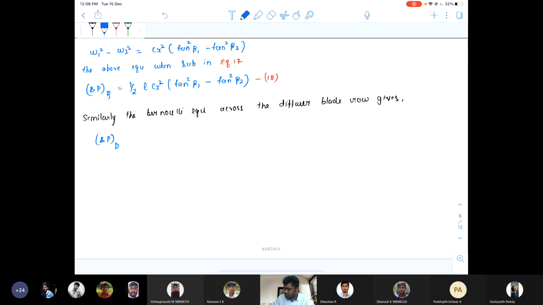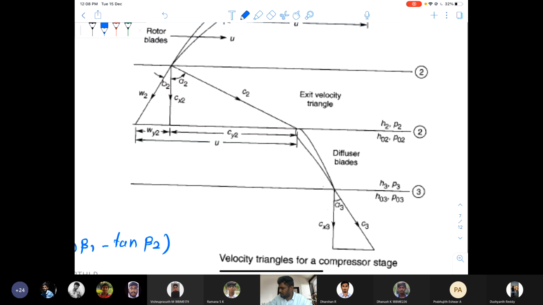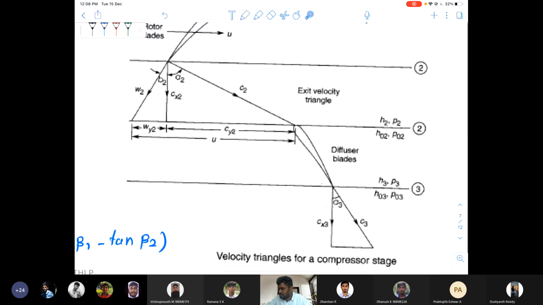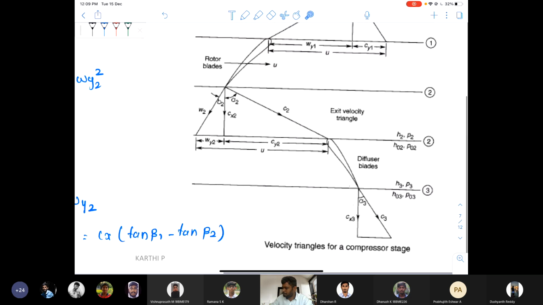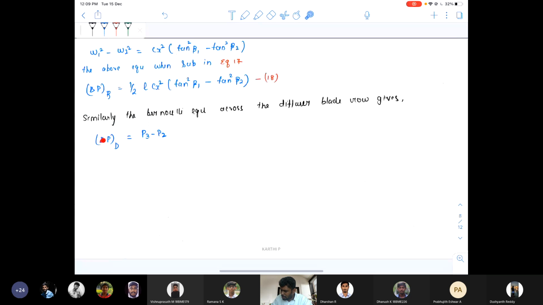P of D, where delta P is the static pressure rise and D denotes the diffuser, will be equal to P3 minus P2. This is stage 3 and this is stage 2. The difference in the pressure at stage 3 and stage 2 will give the static pressure rise in the diffuser blade. Therefore, delta P of D will be equal to P3 minus P2. And again, this equation can be written as 1 by 2 times rho into C2 square minus C3 square.